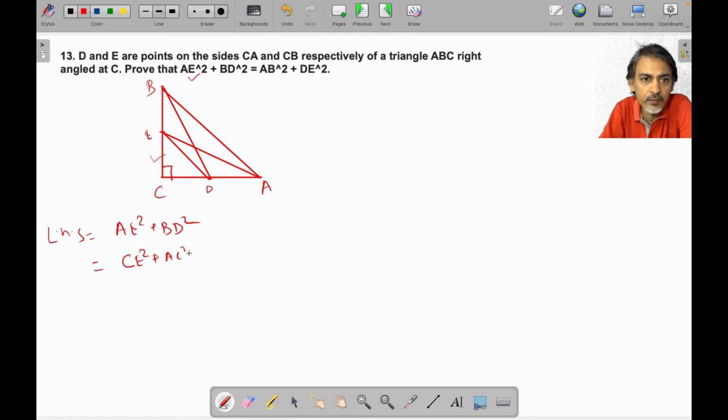AC is the base. Similarly, what is BD? BD square. When you look at BD, this is again part of this triangle, right angle triangle BCD. So BD is again hypotenuse. When BD is hypotenuse, then what will be BD square? BD square is nothing but height square plus base square. So BC square plus CD square.